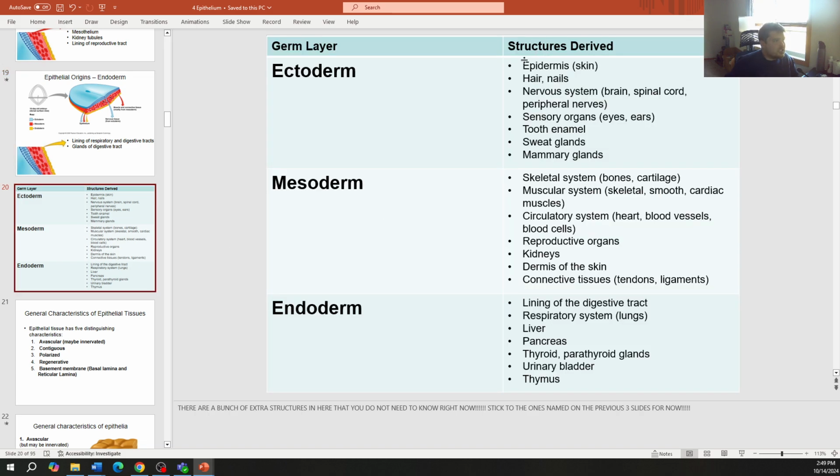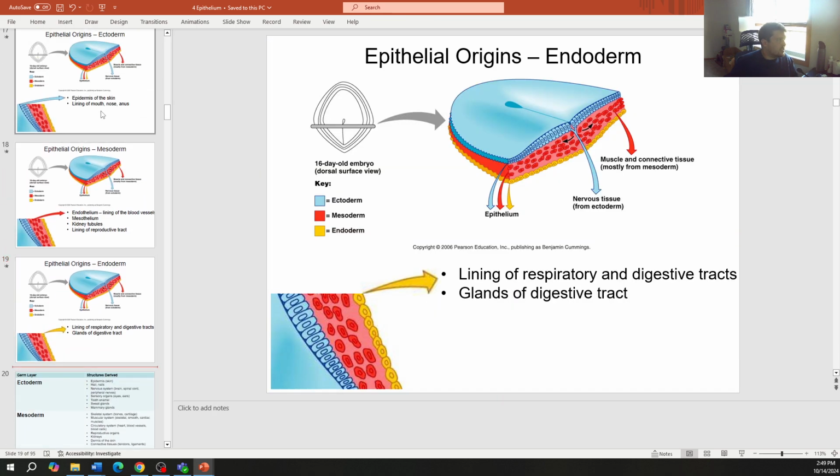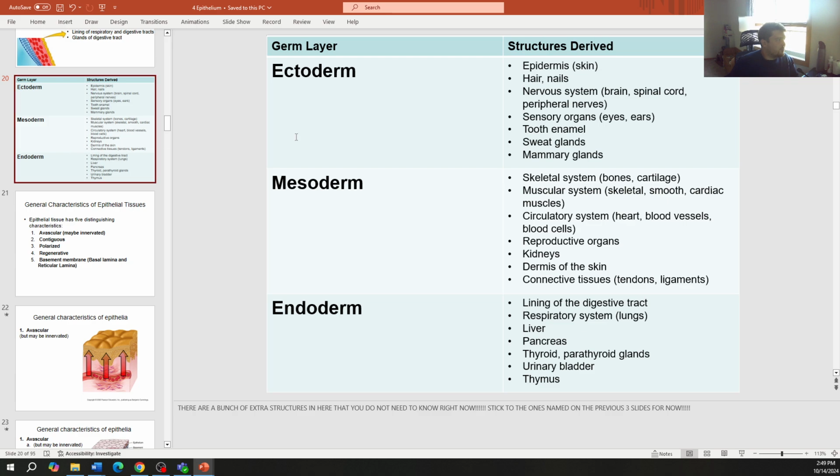Here I put them all. These are all of the different structures. This is a little bit above and beyond what you need to know for this course. Stick to the ones that are in each of these slides. But here's a bunch of them all together in case you need that at another time.